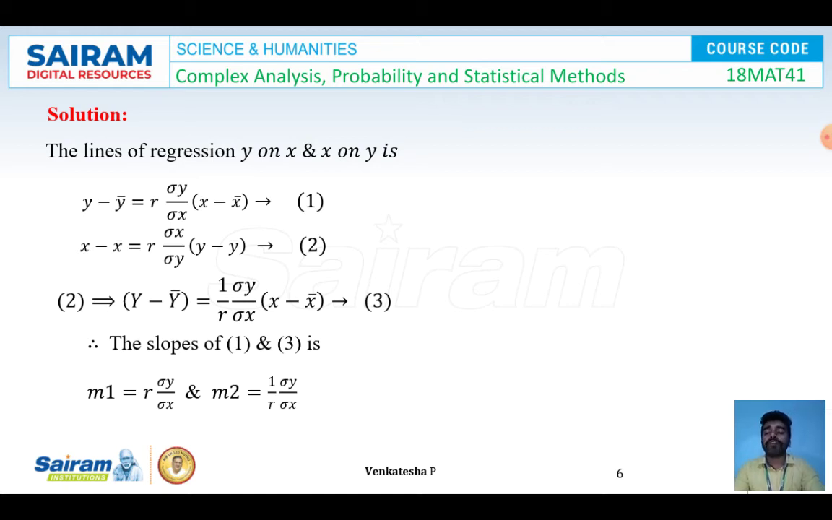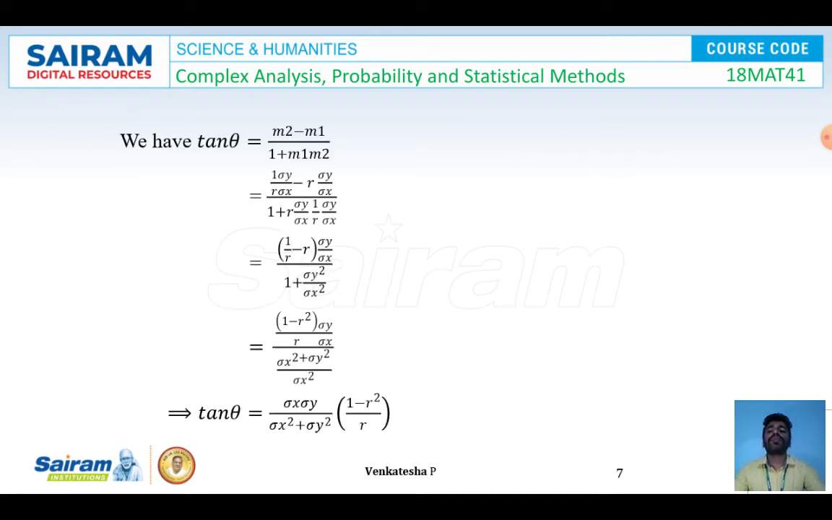Now take the formula for tan theta and replace the values of m1 and m2. We have tan theta is equal to m2 minus m1 by 1 plus m1 into m2. In the place of m2 I put 1 by r sigma y by sigma x, and in the place of m1 I put r sigma y by sigma x. So I got the expression 1 by r sigma y by sigma x minus r into sigma y by sigma x divided by 1 plus r into sigma y by sigma x into 1 by r into sigma y by sigma x. This r gets cancelled. Taking LCM here, I got the expression 1 by r minus r, since I took sigma y by sigma x as a common factor.